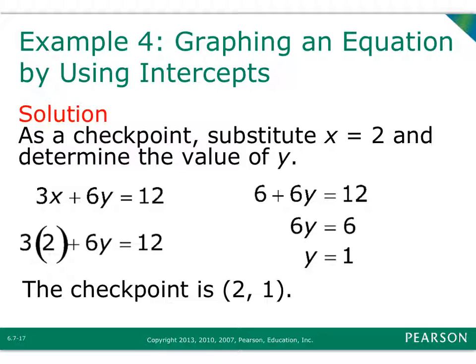As a checkpoint, we're going to substitute x equals 2 and determine the value of y. When we do that, we have our original equation. We'll put 2 in for x. We get 3 times 2 plus 6y is equal to 12. 6 plus 6y is equal to 12. And now 6y is equal to 6, so y is equal to 1. So our checkpoint is the point 2, 1.